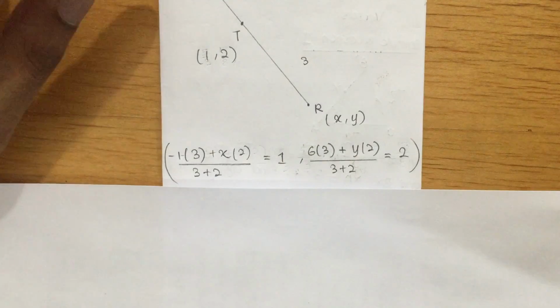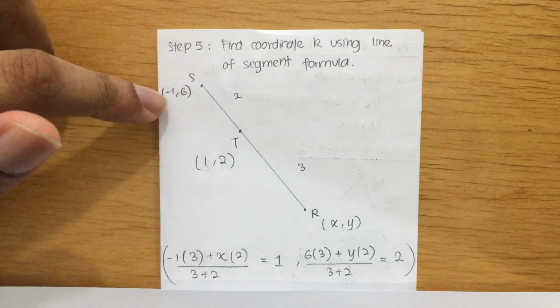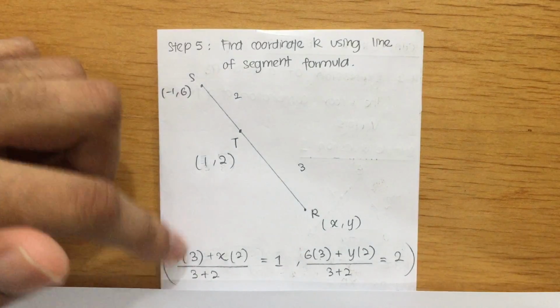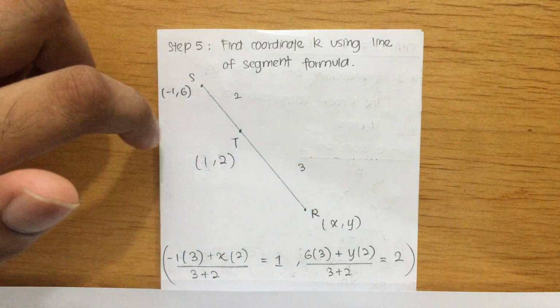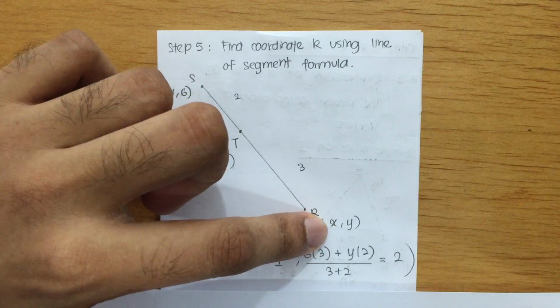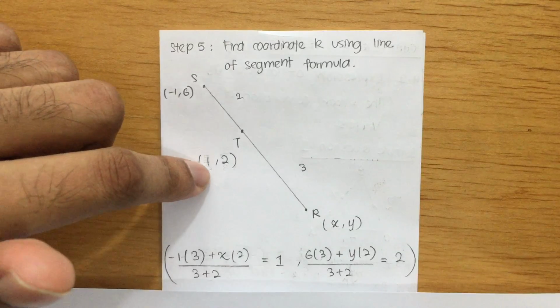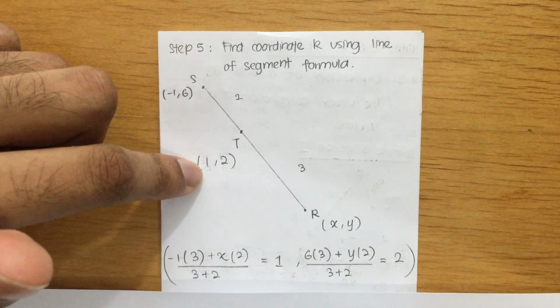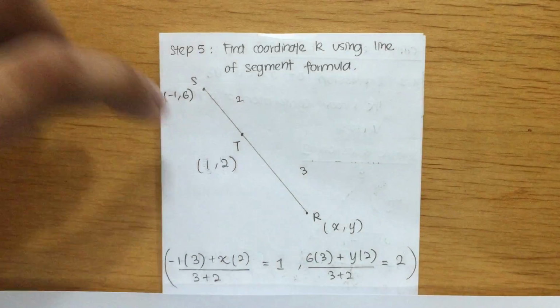So we will start with the coordinate S over here. Okay, let me bring it down. So coordinate S over here, negative 1. So negative 1 over here, we times with the opposite ratio, which is 3. And then plus x times with the opposite ratio, which is 2. And then divide by 3 plus 2, you should get equals to 1. You compare with the x coordinate first.